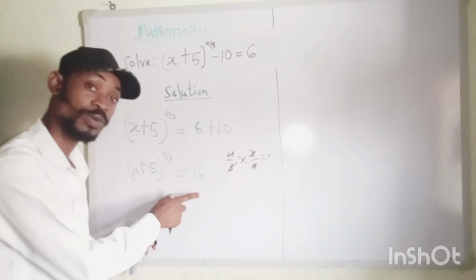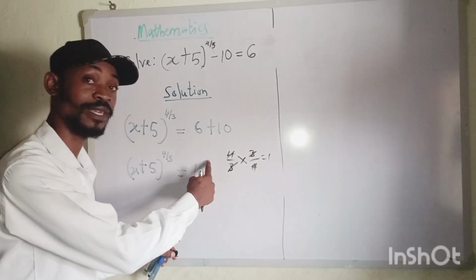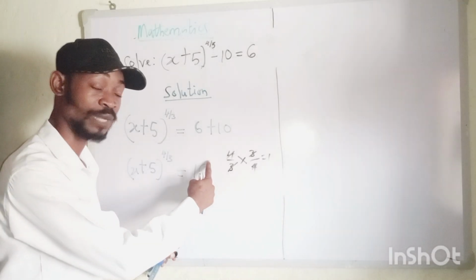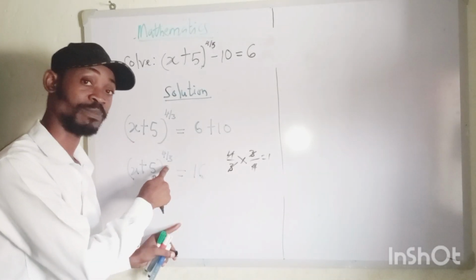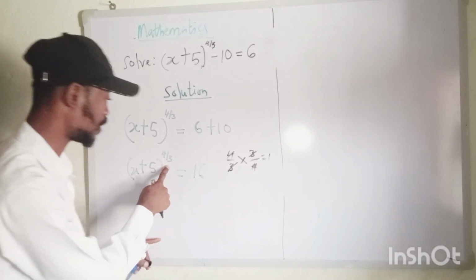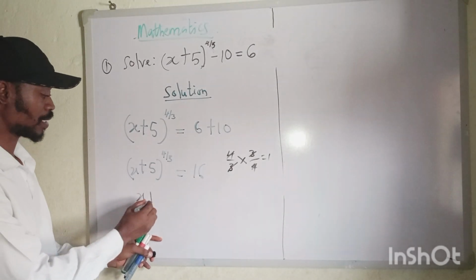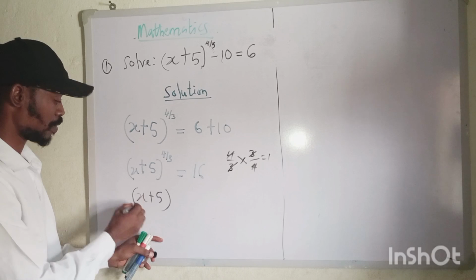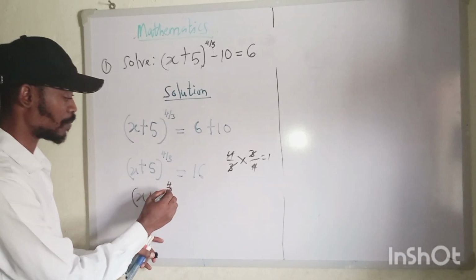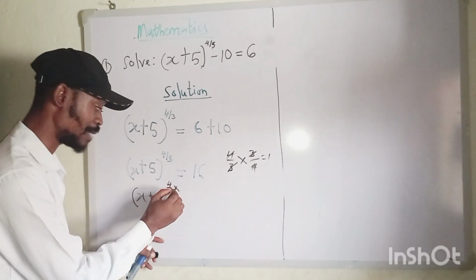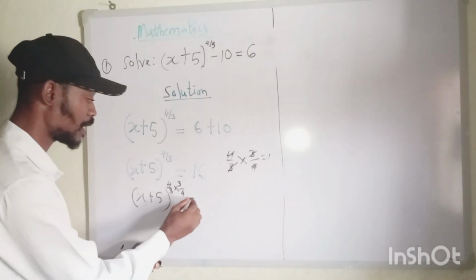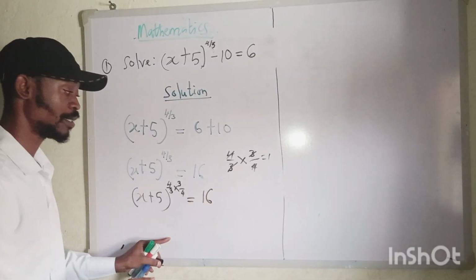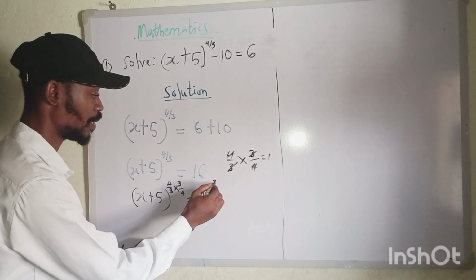But because this is an equation, we must also do the same thing to this other side, which means we have to also raise 16 to that reciprocal that we multiply 4 over 3 by. Alright, so this is what I mean. x plus 5 all raised to the power 4 over 3 times the reciprocal of that, 3 over 4, equals 16 raised to the power 3 all over 4.